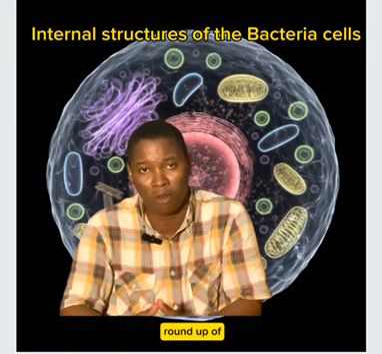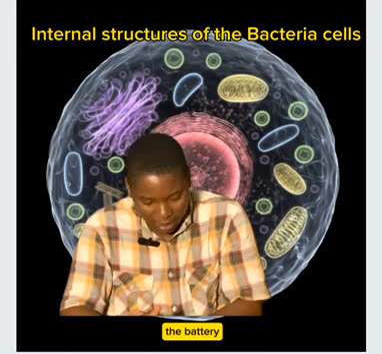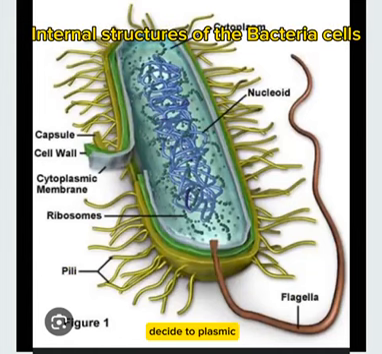To do a quick roundup of the internal structures of the bacterial cell, we looked at the cytoplasmic membrane, protoplast, then cytoplasm, and then the nucleoid region, and lastly we discussed cyst or spore formation.